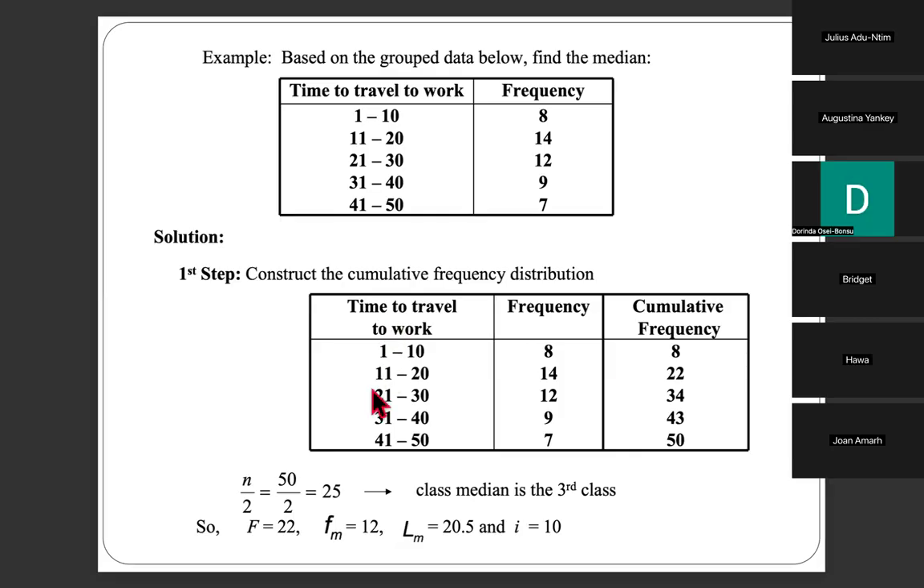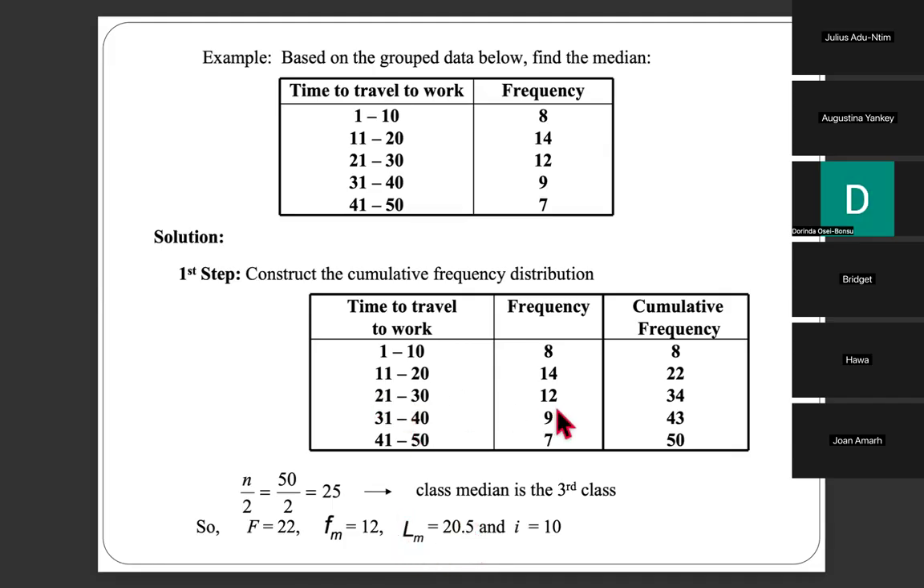What will be, this is the boundary, okay? This is the lower limit, and this is the upper limit. But the lower class boundary of the median class is when we subtract 0.5 from this. When you subtract 0.5 from this, it gives you the lower class boundary, which is 20.5. So we have seen how we can find our lower class boundary.